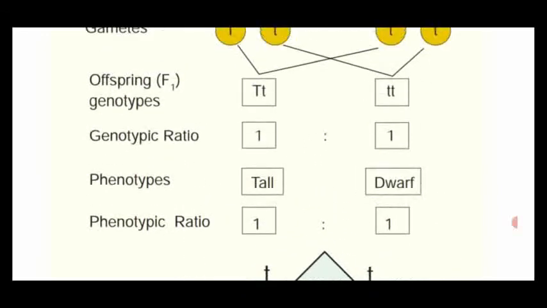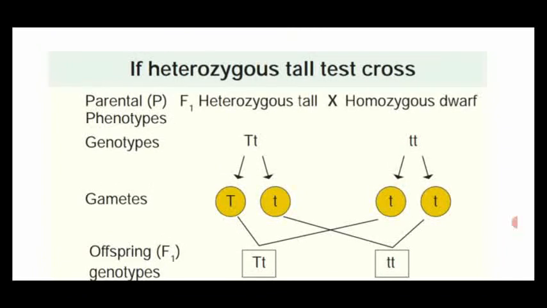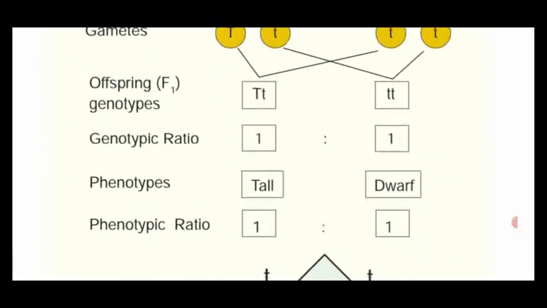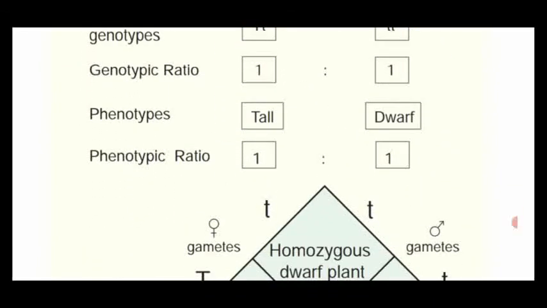But in this test cross, the F1 generation is crossed with the recessive parent plant. Note this down: the parent plant is homozygous dwarf. At that time we get tall plants and dwarf plants equally, in a 1:1 ratio, that is 50%. 50% we get equally tall plants and dwarf plants. That is the advantage of test cross.